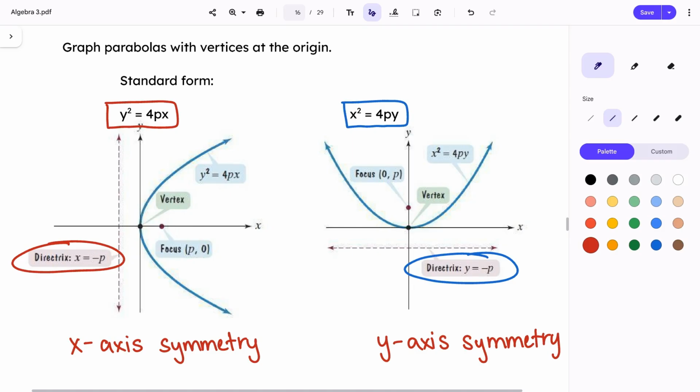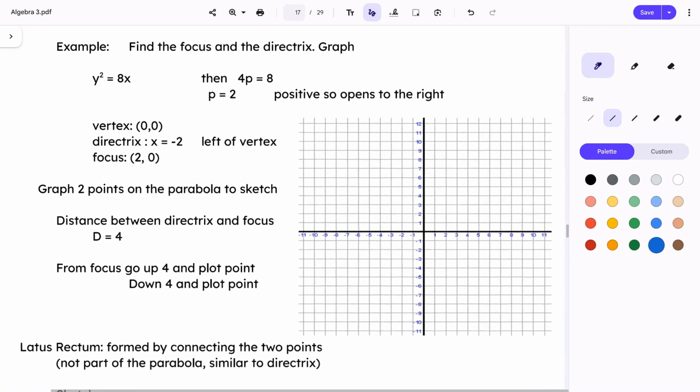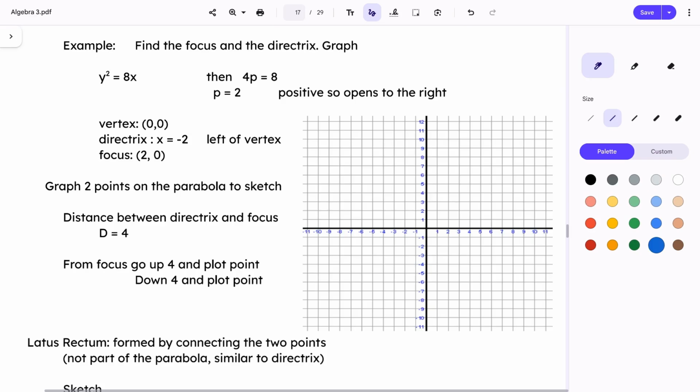our first example. And again, this is going to have some stuff worked out for us, and we're going to talk about how they got there, and then we'll start doing some by ourselves. Okay, in order to graph a parabola, if it's centered at 0, 0, the only things that we need to find are our focus and our directrix, and then we can use those things to help us graph the parabola. So they're going to give you something that looks like this.